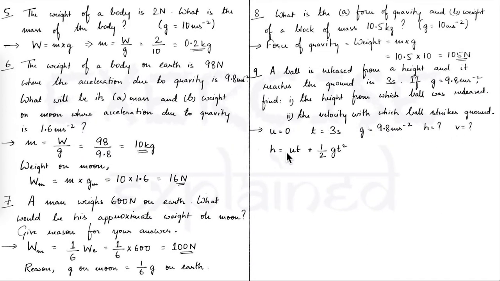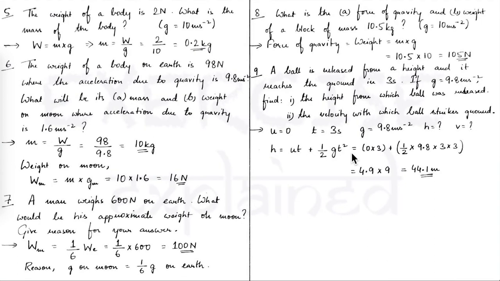So I can use h is equal to ut plus half gt square. That happens to be u is 0, I substitute the values, u is 0, t is 3, so 0 into 3 plus half into g is 9.8 into t square is 3 into 3. So we get it as 4.9 into 9. So 4.9 into 9 gives us 44.1 meters. So this is the height of the building.